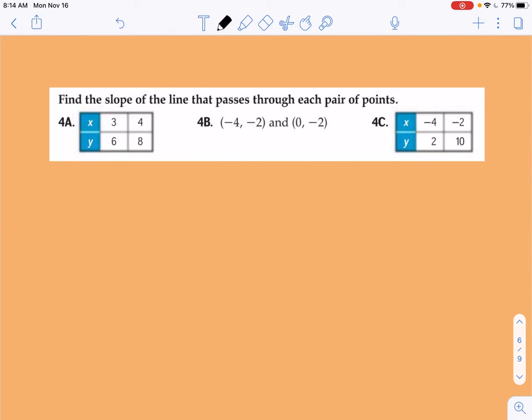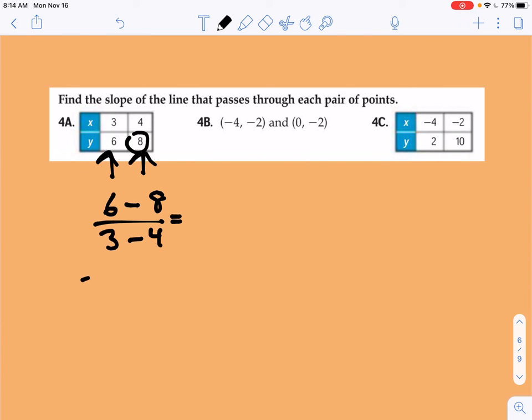Okay, let's do this first one. So your first set of coordinates is this one right here, and your second set of coordinates is this one right here. Let's start with our y from our first one, which is 6, minus, and then our next y is 8. Now we put our x coordinates on the bottom. Because I started with 6, I have to start with 3. Do 3 minus 4.